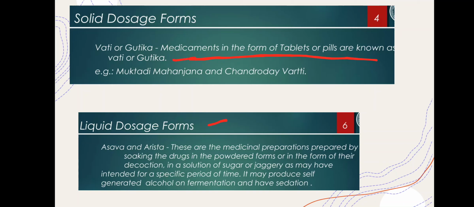Here, liquid dosage forms are medicine preparations prepared by soaking the drugs in powdered form or in the form of their decoction in a solution of sugar or jaggery for a specific period of time. It may produce self-generated alcohol on fermentation and have a sedative effect. Liquid means they are liquid in nature.